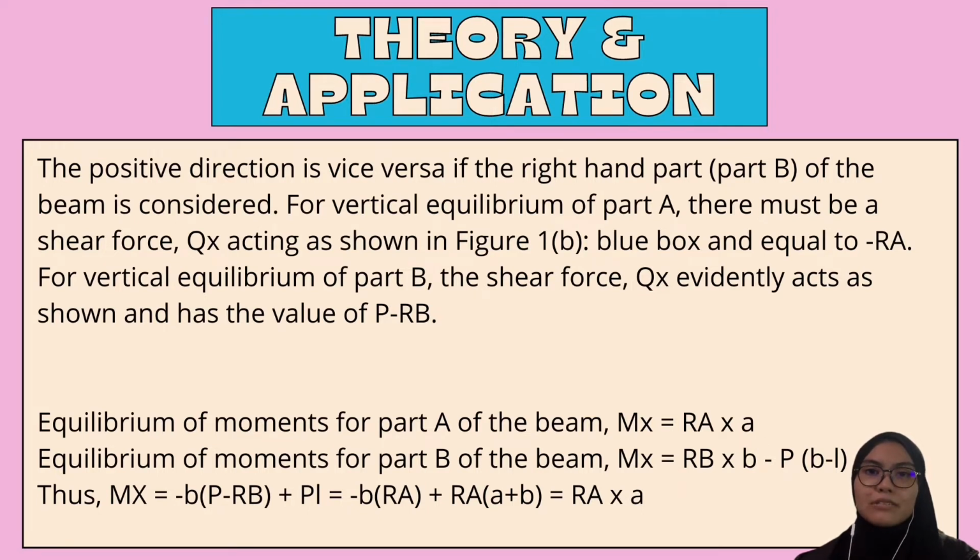For vertical equilibrium of part A, there must be a shear force Qx acting as shown in figure 1b in the blue box and actually equal to the negative Ra. For vertical equilibrium of part B, the shear force Qx evidently acts as shown and has the value of P minus Rb.